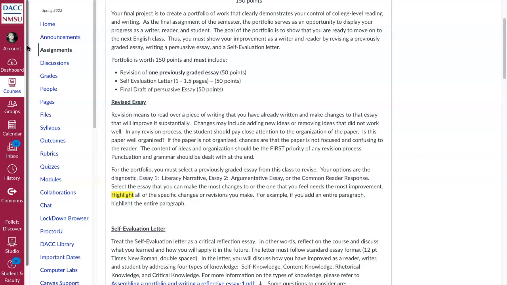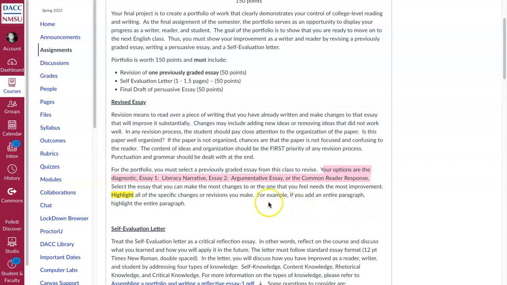So your options are the diagnostic, essay 1, essay 2, which is the argumentative essay, or the common reader response. The common reader response is more of a summary response, but you can still choose to revise that one. So these are your options. You only have to select one of these, okay? So don't choose all of them. Don't revise all of them. Just think about which one you feel you can improve the most. So select between the diagnostic, the literacy narrative, the argumentative essay, or the common reader response.